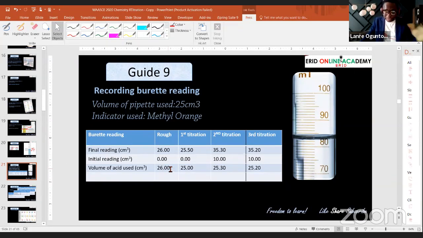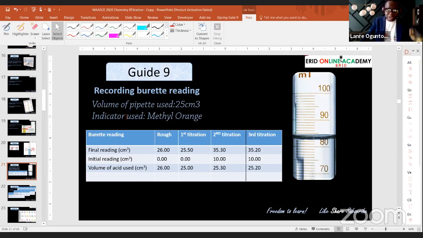Good. Now the next thing is, how do you record your readings? Recording your readings is very important also. This is where your marking starts, where they mark your script. So you must draw this table on your question or answer sheet. You first write the volume of pipette used. You are using 25 cm cube. You write it there. Then the indicator used. You are going to be using methyl orange. Good.